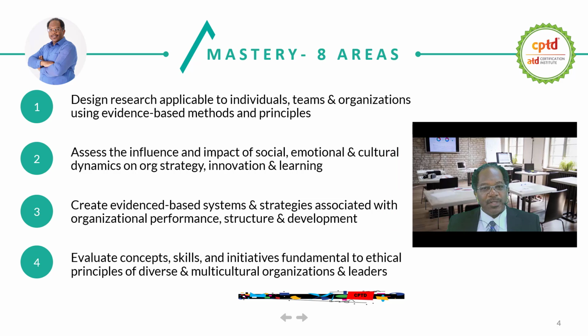There are, of course, 8 areas of mastery for the program learning objectives. They're very long, so I'll summarize them here. If you want the long version, you can go to the catalog online or just pause the video here shortly. So there are 8. The first is design applicable research. The second is assess the influence and impact. The third is create evidence-based systems and strategies. The fourth is evaluate concepts, skills, and initiatives.